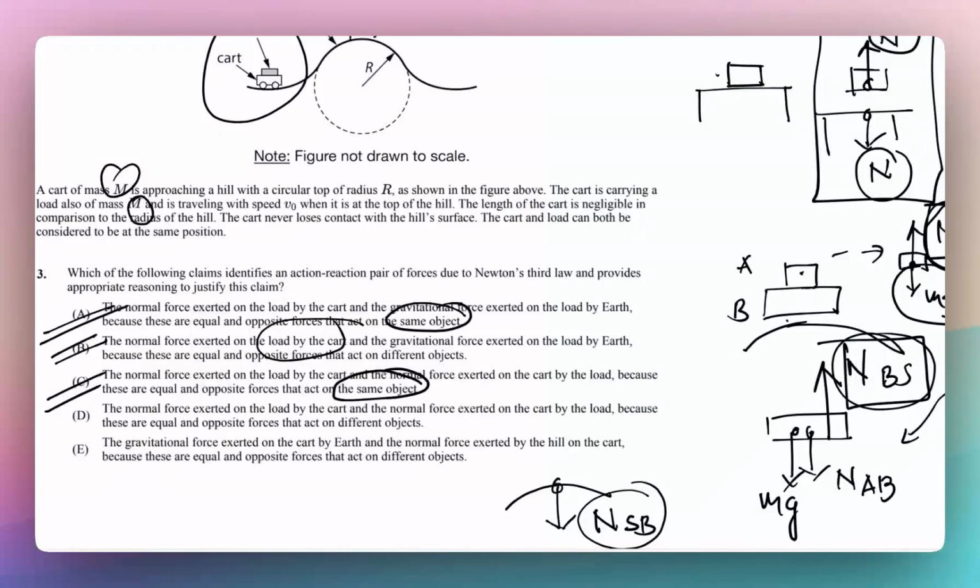The normal force exerted on the load by the cart and the normal force exerted on the cart by the load, right? So this is what they are referring to, these two forces. And because they are equal and opposite and they are on different objects, this looks correct. So let's also look at number E. The gravitational force exerted on the cart by the earth, okay, which is this one, and the normal force exerted by the hill on the cart. These are not actually equal because this one is always there. So the correct answer here is D.